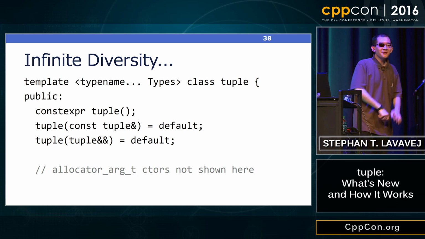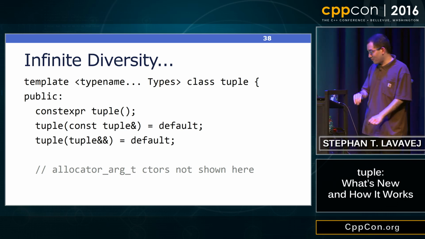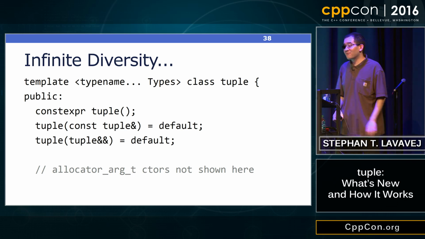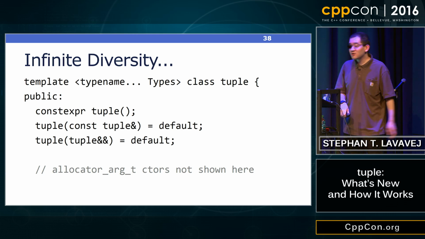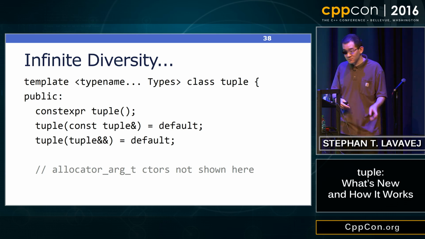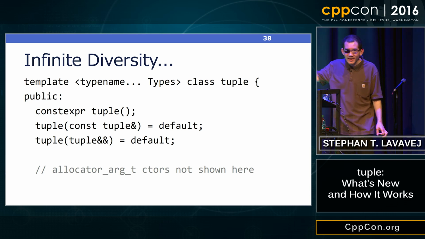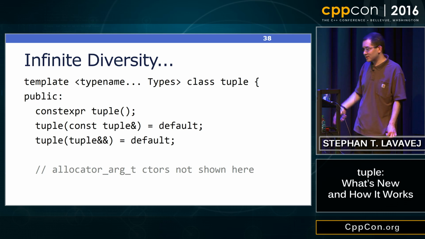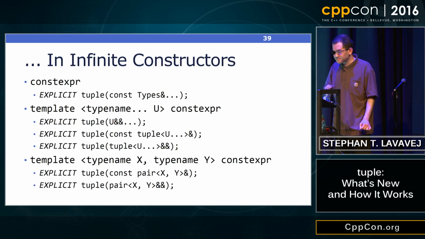Okay, so let's look at all of tuple's constructors before we see how to actually implement this. First off, we start with the simple ones. These are tuple's constructors in C++17. You've got a default constructor, which is constexpr. You've got defaulted copy and move constructors. I'm ignoring the allocator_arg_t spam. You don't want to know what it is. These are the simple ones.